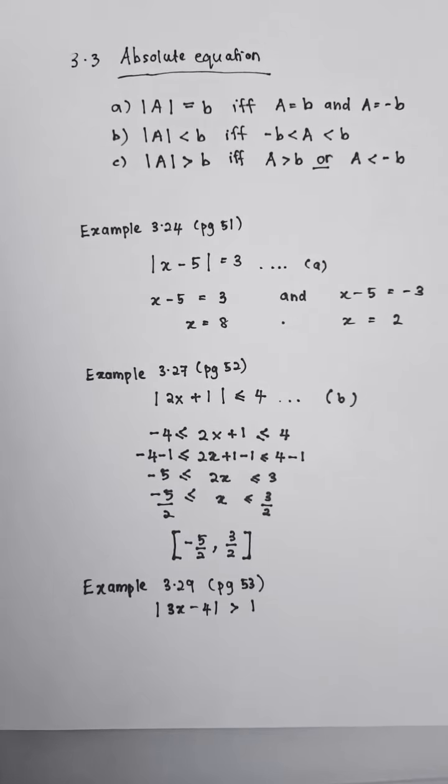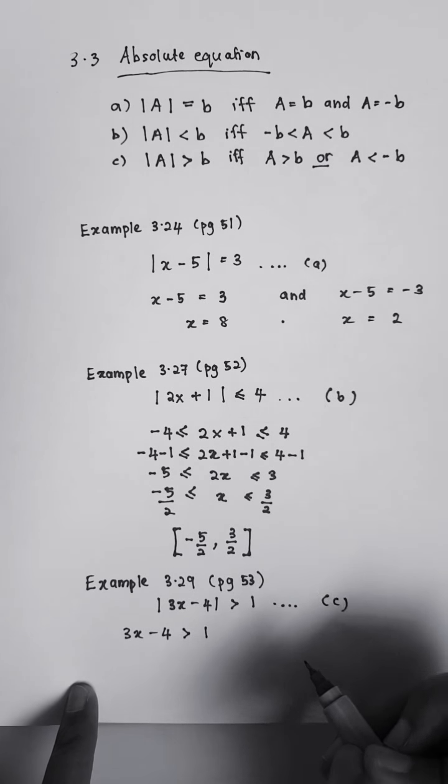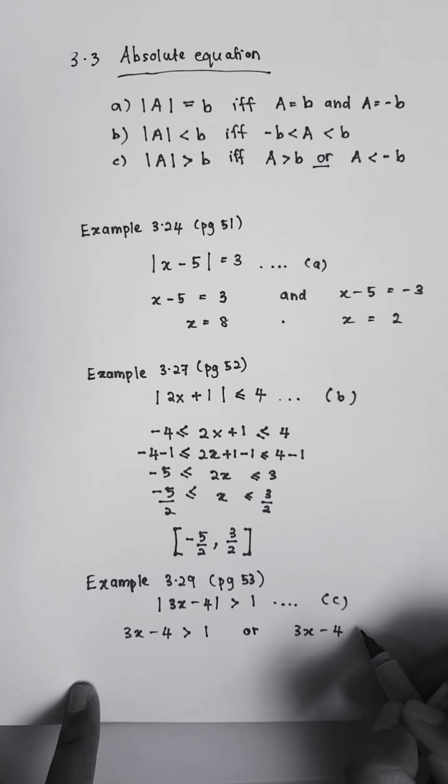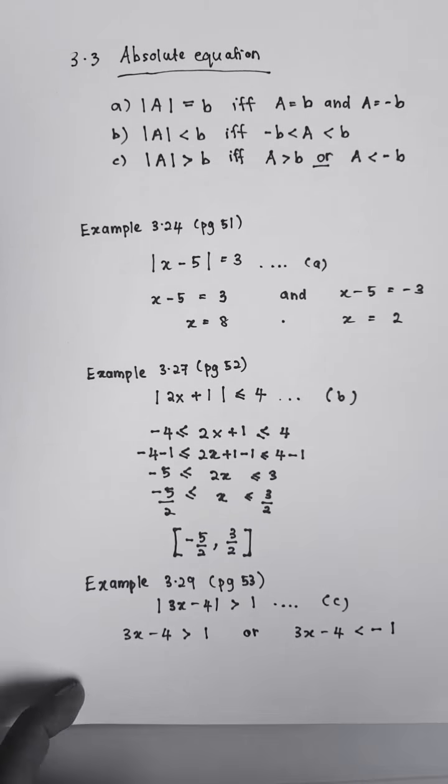Okay, the last example that I will show you today is 3.29 in page 53. We have the absolute value of 3x minus 4 more than or equal to 1. So from here we know it is similar to property C. So how to solve it? 3x minus 4 is more than 1, or 3x minus 4 is less than negative 1.